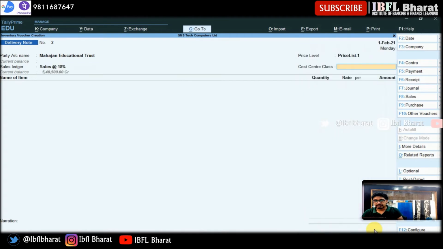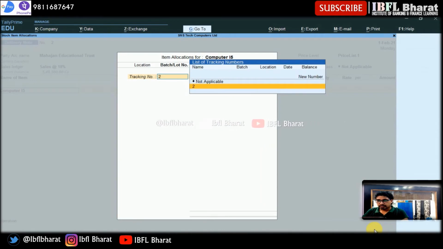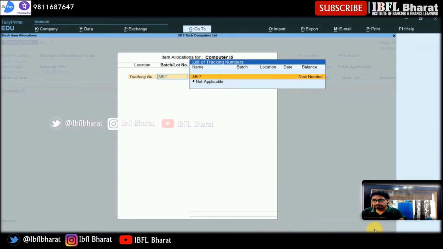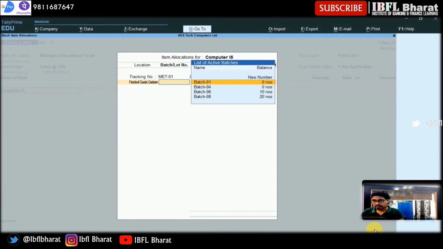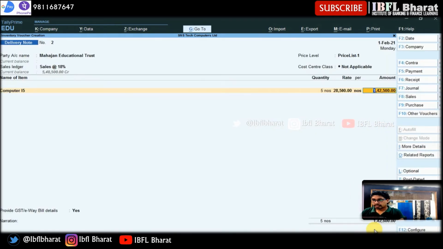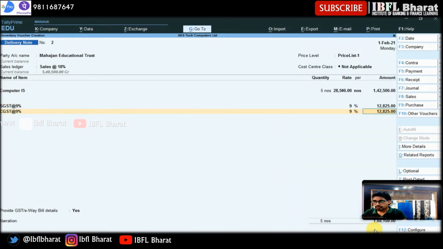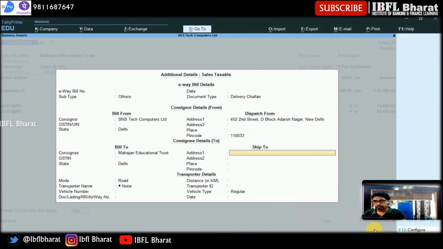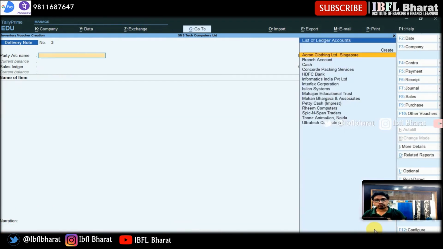So it will be sales 18%, no cost center, and the item is computer i5, and it will be MET Mahajan Education Trust 01. For the tracking number, you can use it; no order number. Location is from finished goods, we are sending from batch 6. Quantity we are sending is 5. It has already taken the price list automatically, and we will take the SGST CGST here, and we will accept the voucher by entering the e-bill detail whatever you have, or ignore the things and accept the voucher.